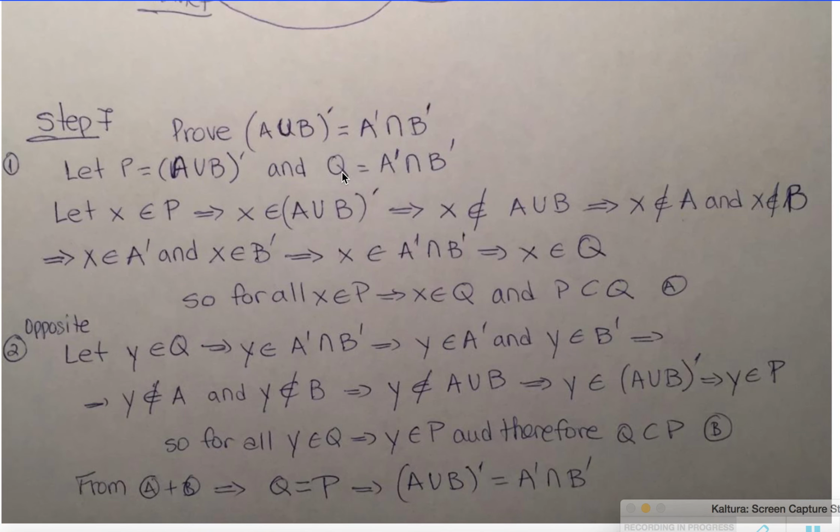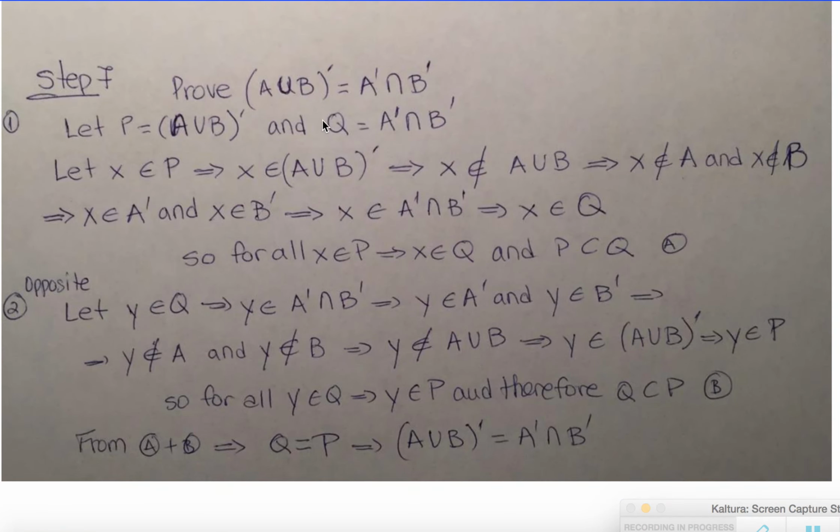And how are we going to prove this? We're going to prove that P is a subset of Q, and at the same time Q is also a subset of P. So since P is a subset of Q, while Q is also a subset of P, then the only logical explanation is that P is equal to Q. Okay, so let's prove the first part, that P is a subset of Q.